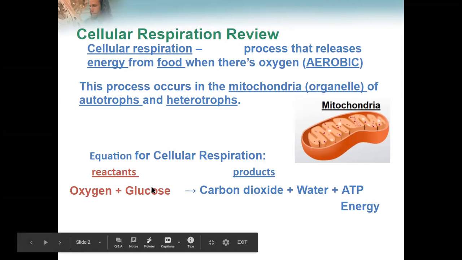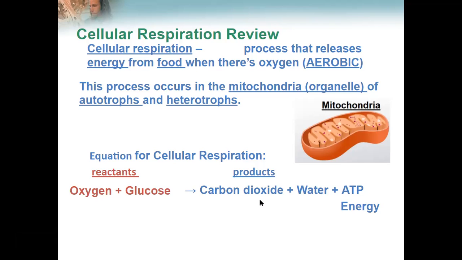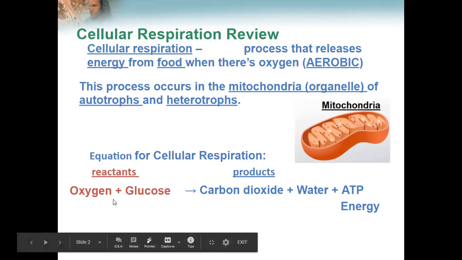Now on your notes, those boxes that have these words, oxygen, glucose, carbon dioxide, water, and ATP energy, I need you to drag and drop them under the right locations under reactants and products. I want you to do that same thing, dragging and dropping on the next part of your notes to the chemical formulas of these reactants and products.